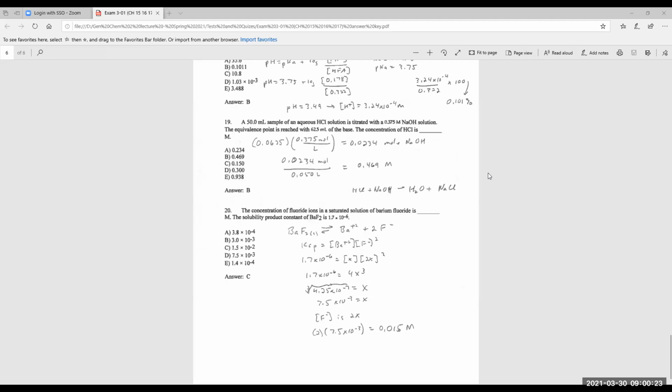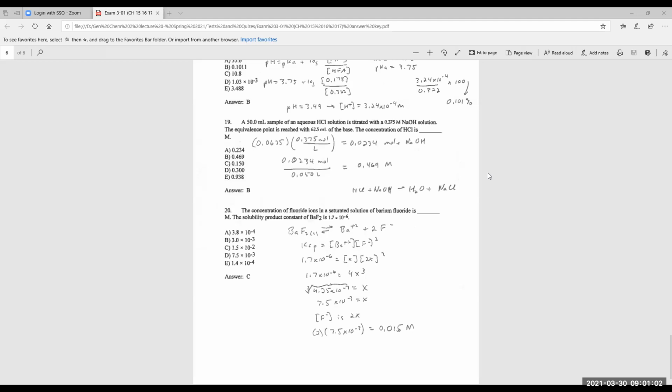So kind of similar to the earlier problem, then you can go ahead and see that for every X of barium plus 2 that you get, you get 2X of F minus. So if you substitute in X and then 2X for those concentrations, this gets you to where you have to find a cube root at some point. And this is where I'd mentioned, make sure you knew how to do that on your calculator. It looked like most people did, so that was great to see. And then you solve for X, 7.5 times 10 to the minus 3.